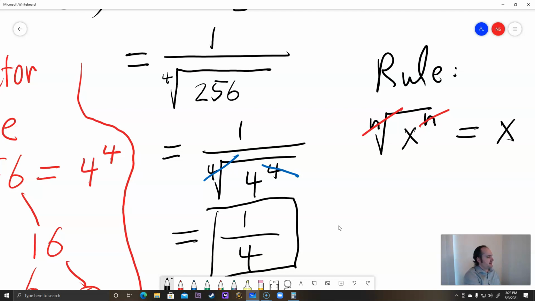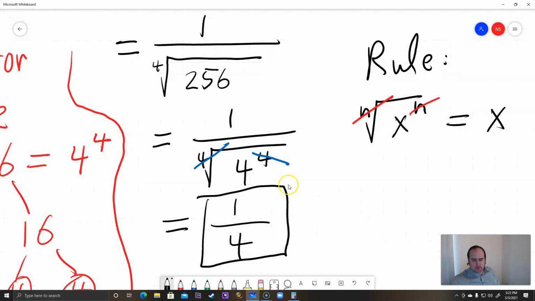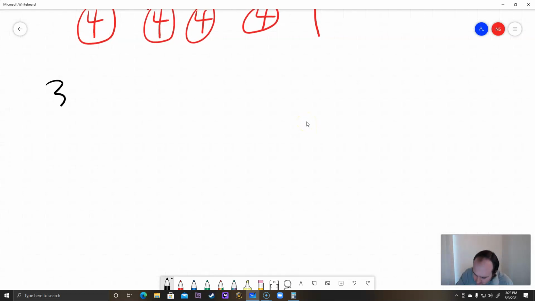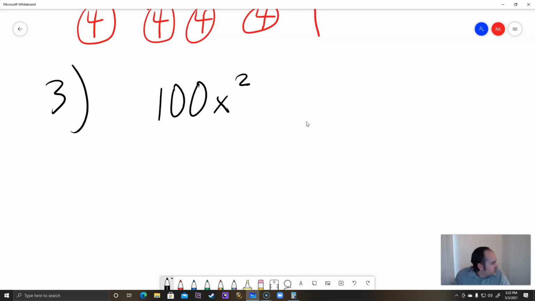Okay, and then for rational exponents, I just wanted to do a couple more examples. So let's do example number 3 here. For example number 3, we have 100x squared. Sorry, 100x to the 4th, not x squared. So 100x to the 4th with parentheses around it, raised to the 1/2 power.